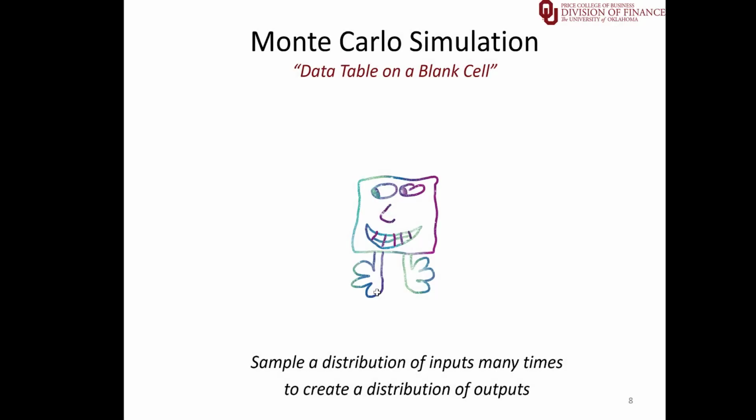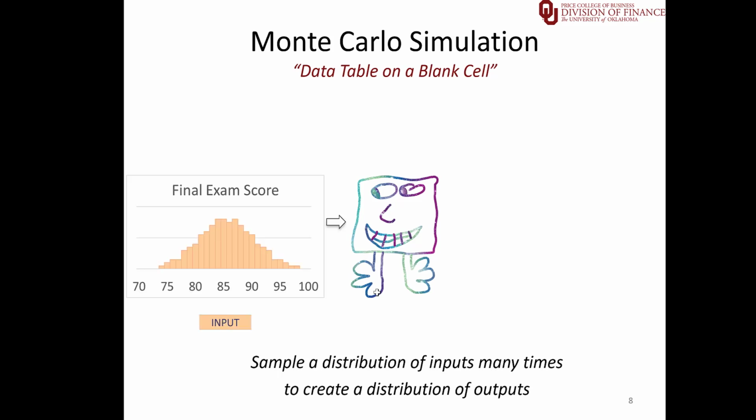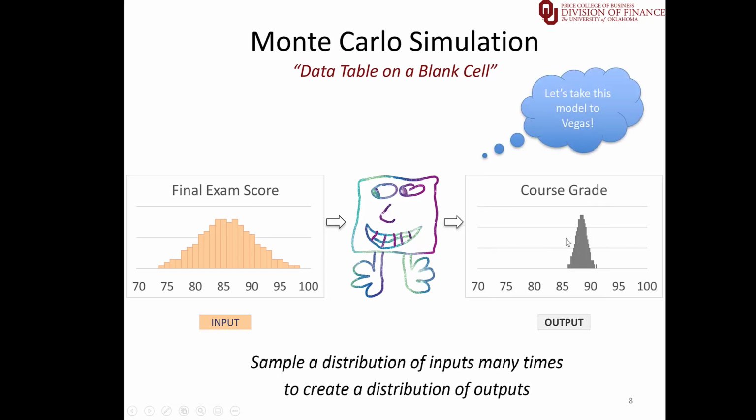The 5th is Monte Carlo simulation. And this is where we do a very special thing with a data table on a blank cell. Instead of putting one number in, we select from some roll of the dice, random distribution, or a bell curve that we have some understanding of. So we sample a distribution of inputs, and we do that many times. Every time we pull one out of this sample, we throw it in a pile over here, and eventually that pile starts to build its own distribution.